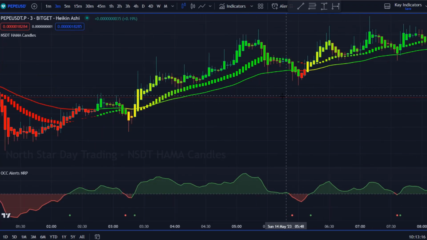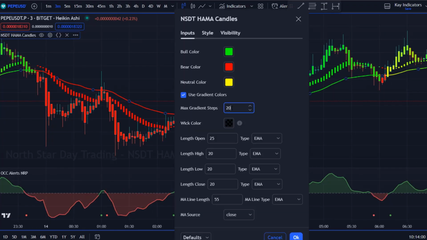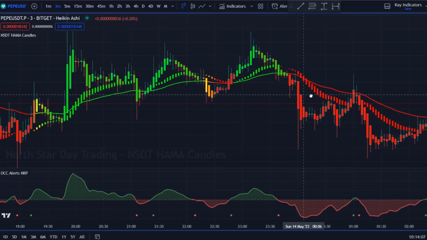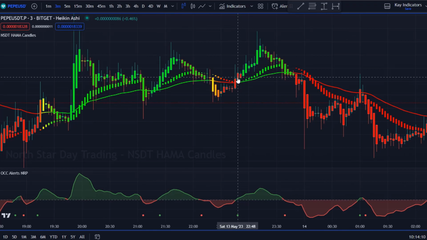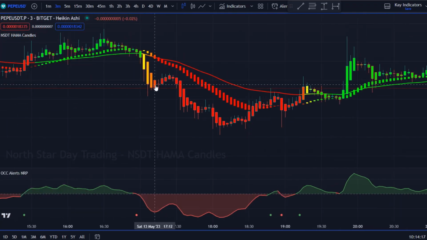What you can do now is go in and say, I don't want to give the max gradient steps 20, but 5. That means you don't have such long transitions with the candles, but they are really only displayed faster when you are bullish or bearish. And I would recommend this for the beginning.